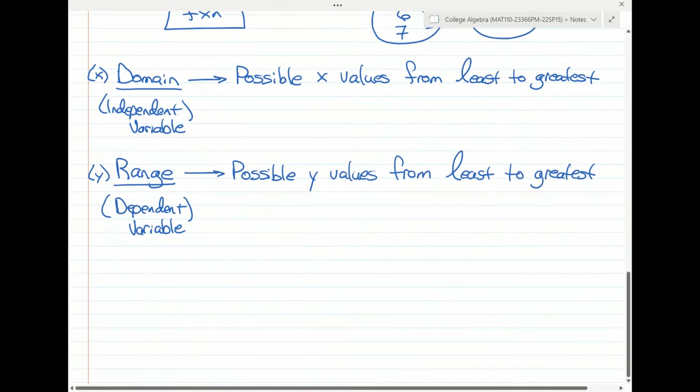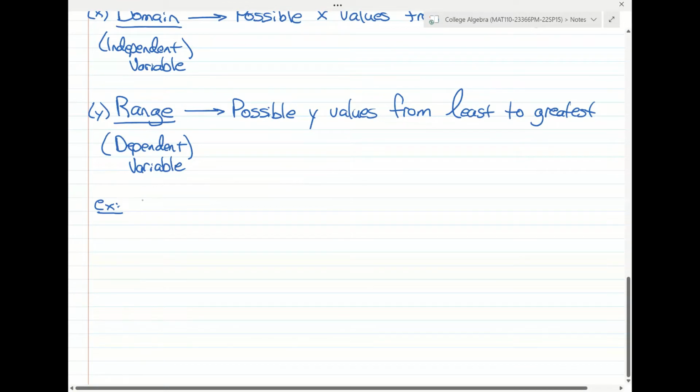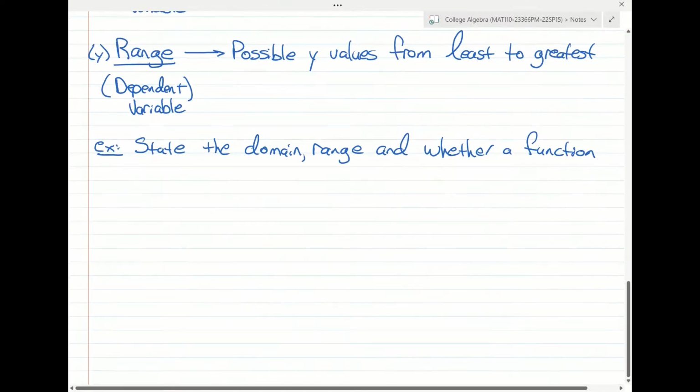Let me give you a few examples. What if I asked you to state the domain, range, and whether it's a function? I'll give you a couple examples. I'll give you a chance to figure it out on your own.